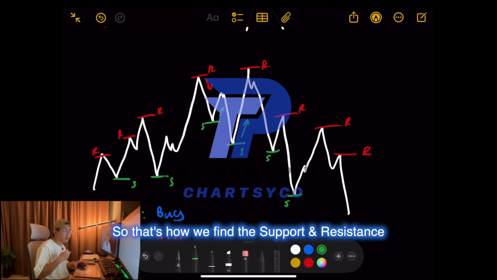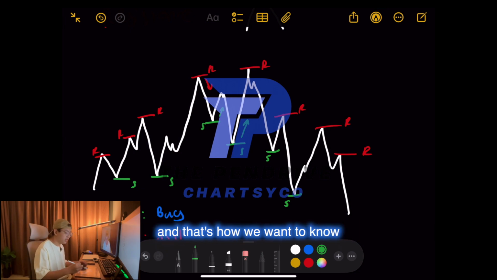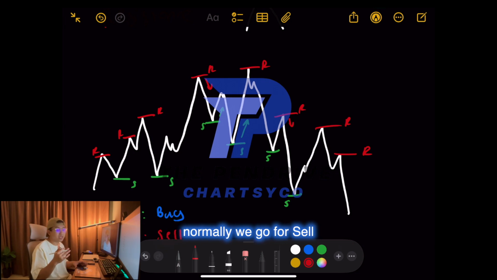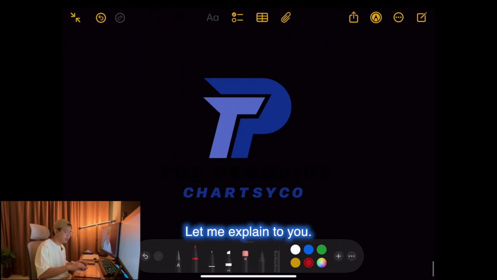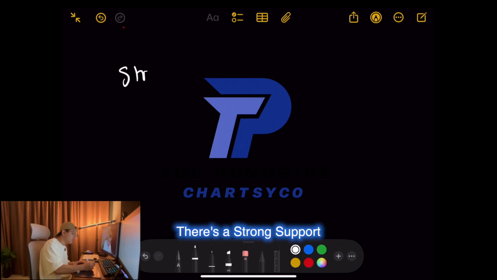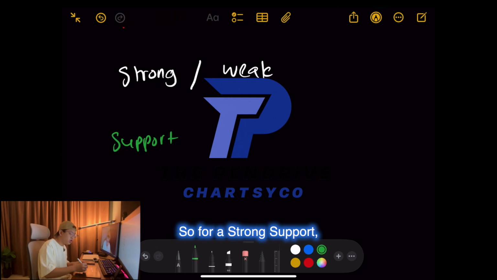Okay, so that's how we find the support and the resistance, and that's how we want to know when the price come to the resistance. Normally we go for sell. When we find the support, normally we go for buy. Why? All right, let me explain to you. There's a strong support and also weak support. So for strong support, normally it look like this.